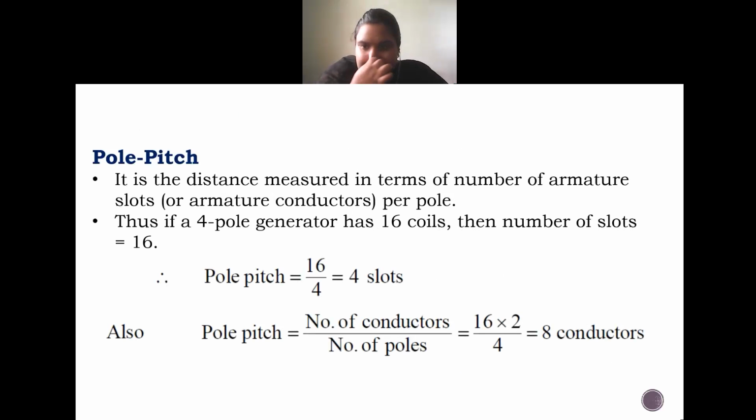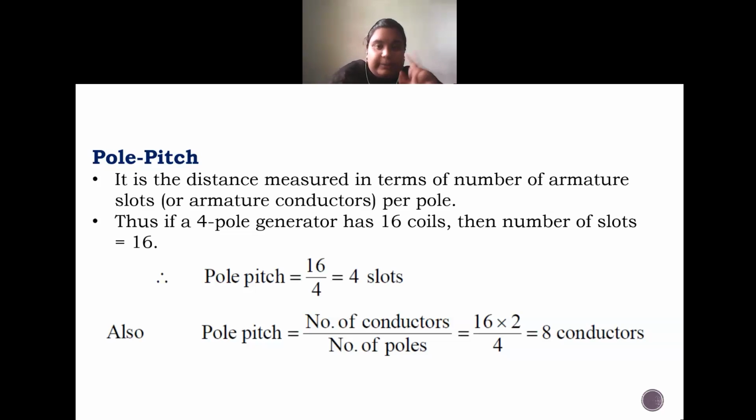The last definition which we will be seeing for today's class is pole pitch. It is the distance measured in terms of the number of armature slots per pole. So pole pitch is how many armature slots come under one pole's influence. That is what pole pitch is. Thus, if a 4-pole generator has 16 coils, then the number of slots is equal to 16. Therefore, pole pitch is 16 by 4, that is 4 slots.